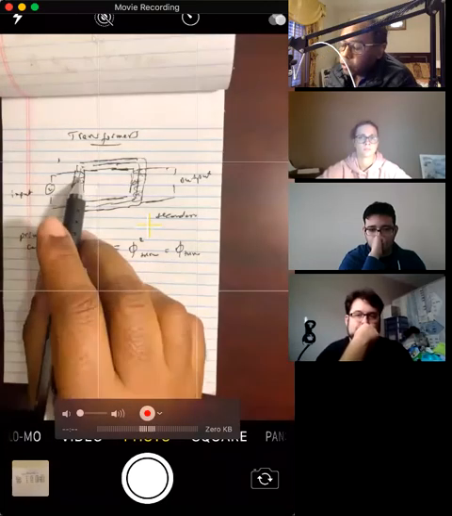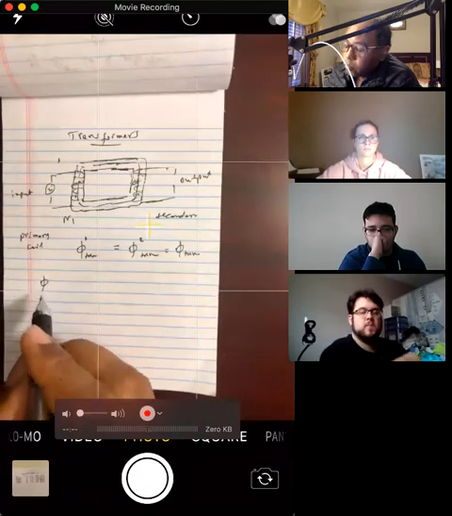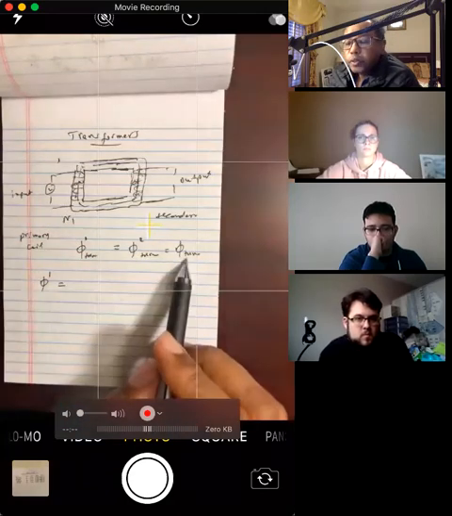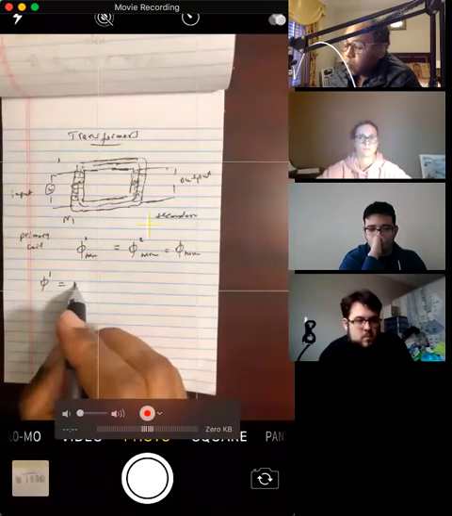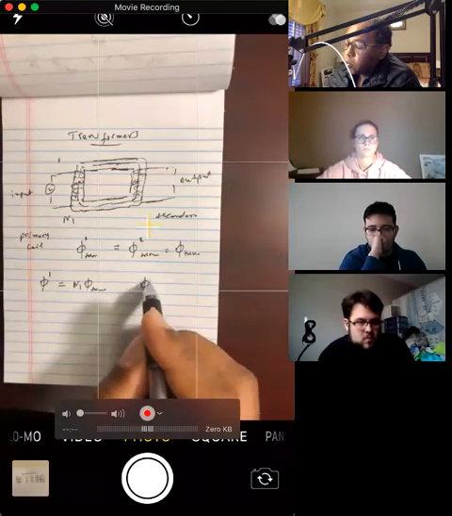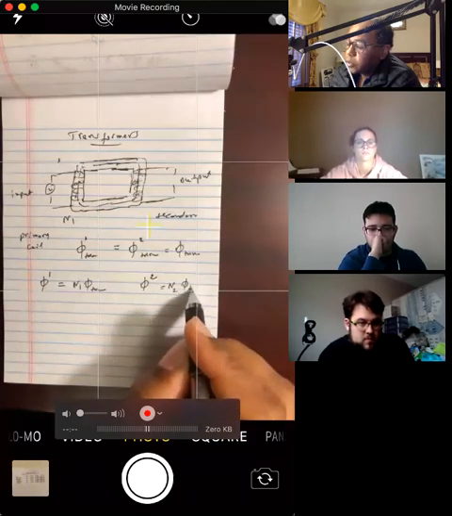How about the total flux on the primary coil? The total flux for the primary coil will simply be N1 times the flux per turn. You multiply N1 times flux per turn. How about the total flux for coil 2? It will be N2 times the flux per turn.